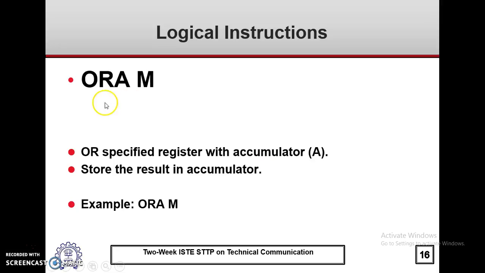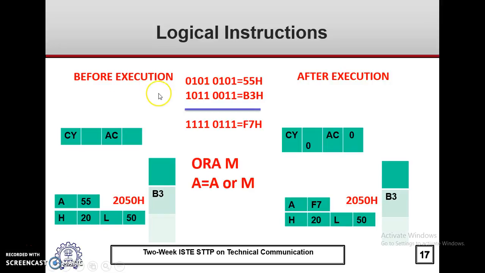This is ORA memory. Content of memory is ORed with the content of accumulator. Now this you can easily understand. This is the before execution status. This one is the after execution of the instruction. Clear? You can see here and you can find out the result also.